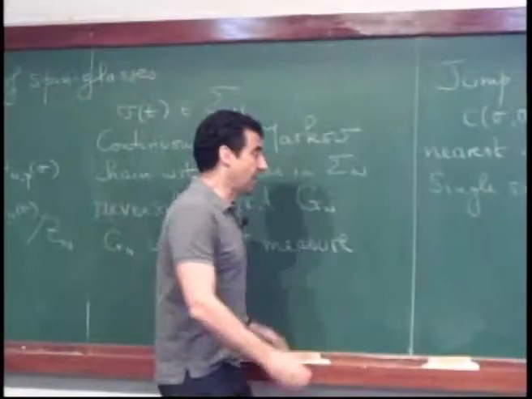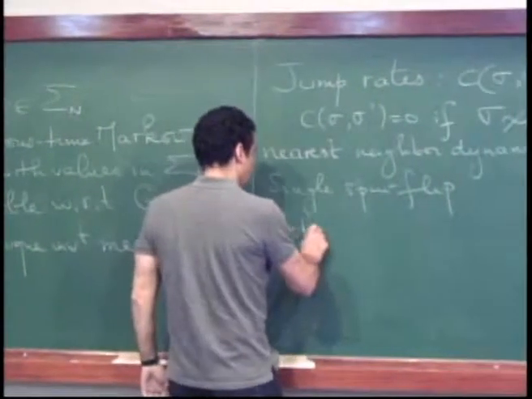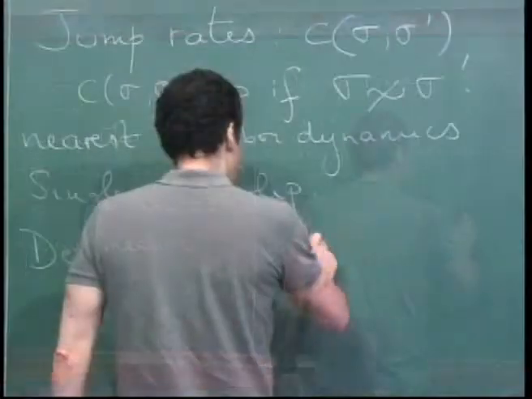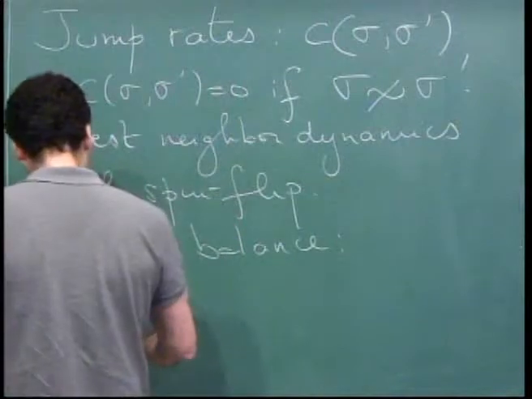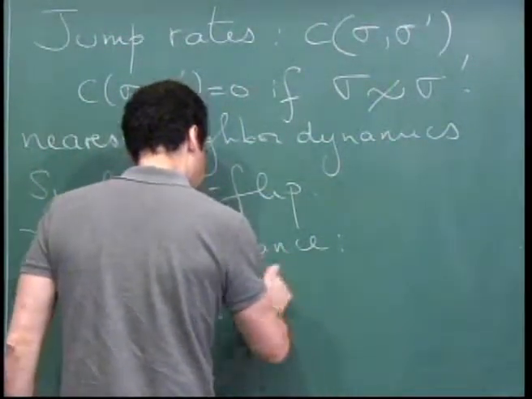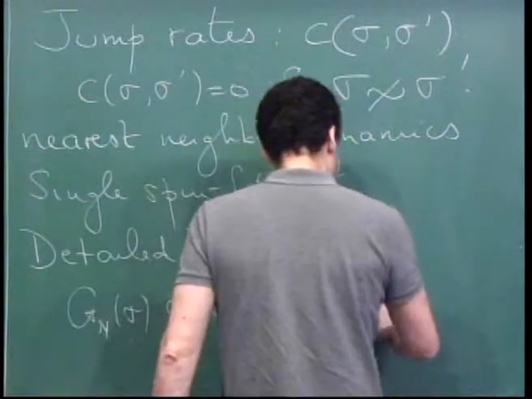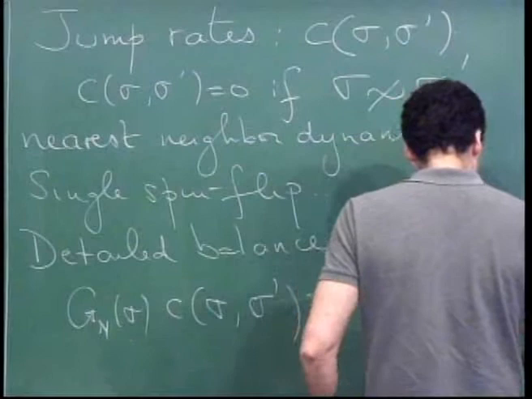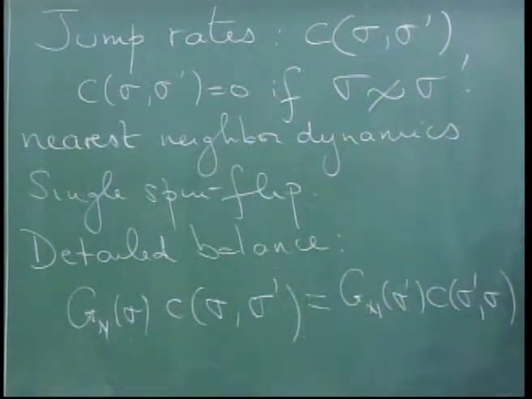And then you have to choose these rates in order to be sure that it will be reversible. For that, you need the detailed balance condition, which simply will be that Gn of sigma times C of sigma sigma prime is Gn of sigma prime times C of sigma prime sigma. If you assume this, then clearly, that's detailed balance.